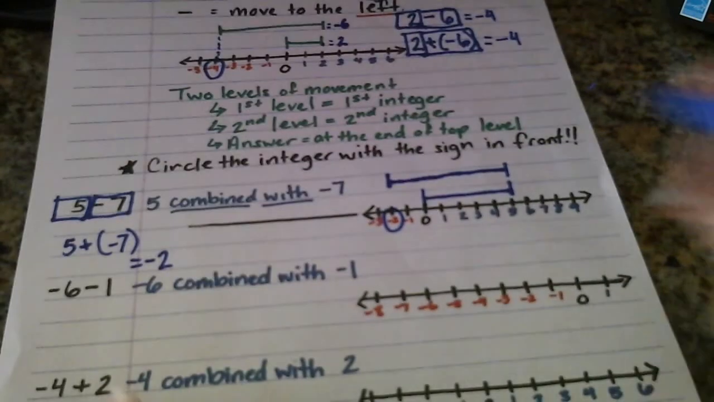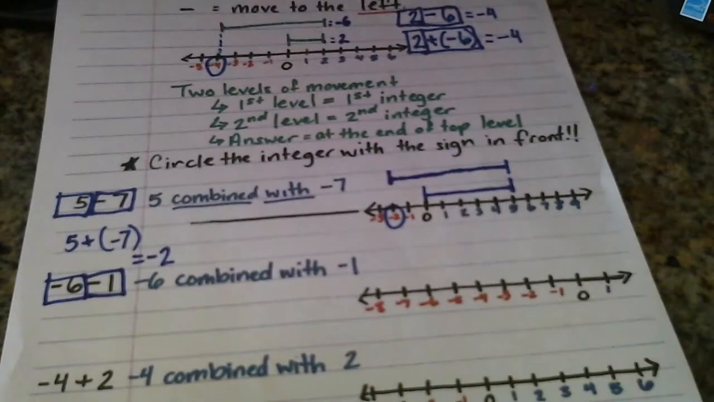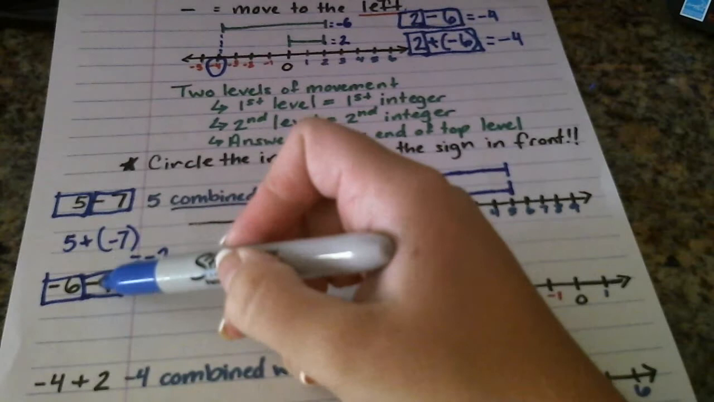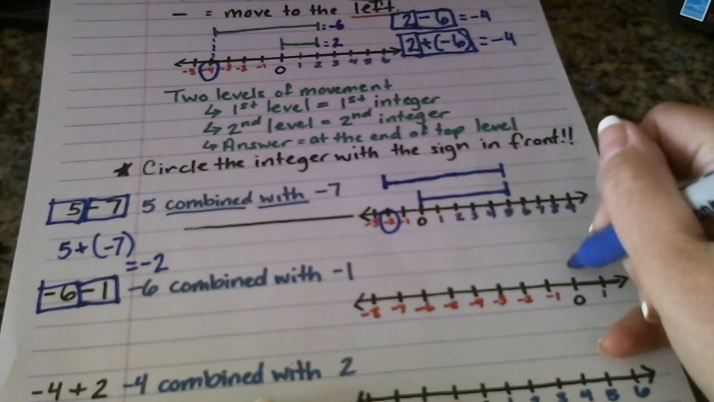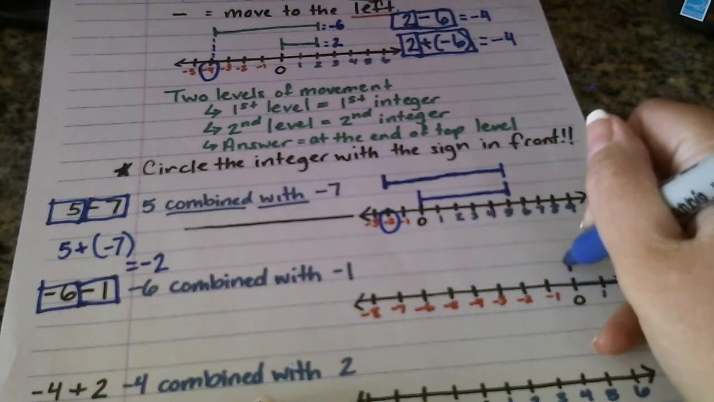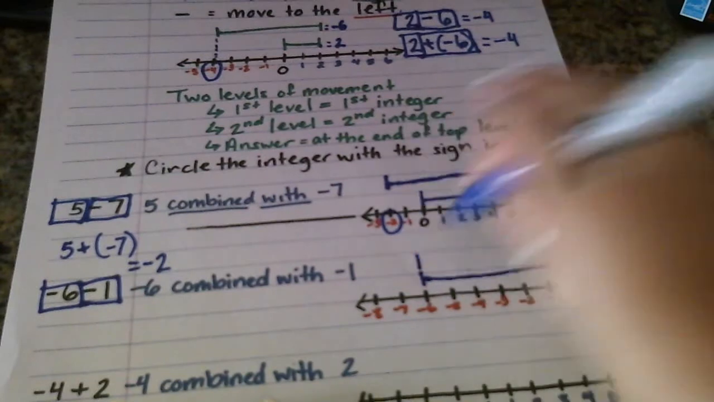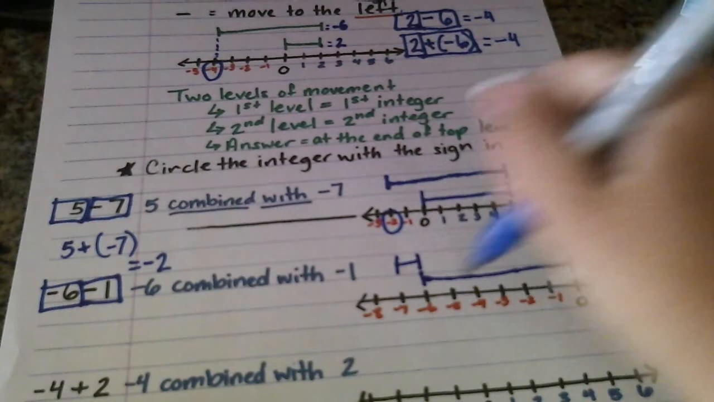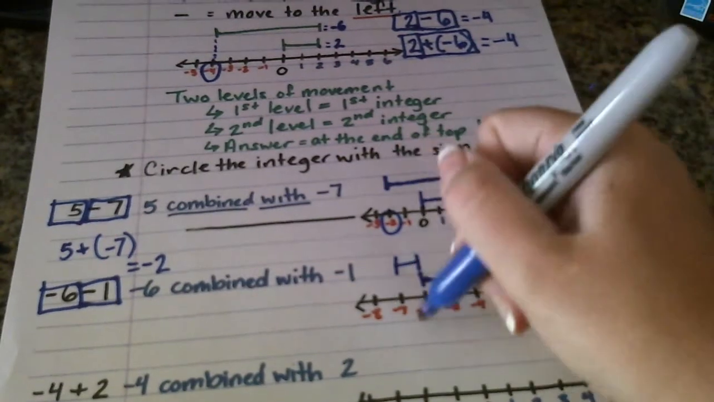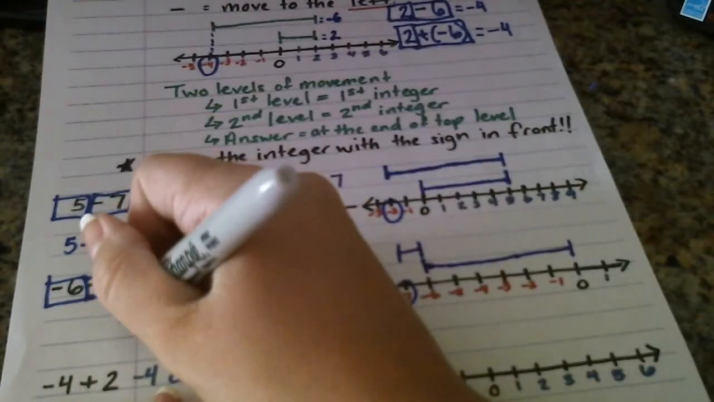For my next problem, my very first step, box out the number with the sign in front of it, and that's going to tell you what numbers you're combining. Here I'm combining a negative 6 with a negative 1. So negative 6 combined with a negative 1 tells me to move left 6 spaces for the first number because it's negative, and then it tells me for the second number to move left another 1 space. So if I move left 6 spaces and then move left another 1 space, that takes me to a negative 7.